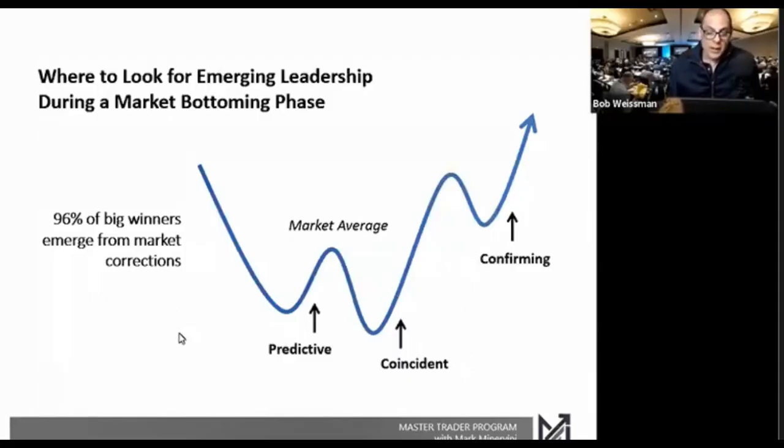Coincident is a stock that moves out of its base right as the market is coming off of its lows, its final bear market low. That's what I call a coincident breakout, or stocks emerging coincident with the market. And then confirming is after the market itself has put in maybe a big cup with handle and has moved sideways and built the base itself. Then you have a lot of stocks coming out of their bases looking similar to the general market.